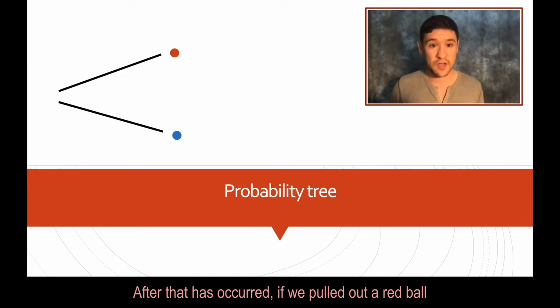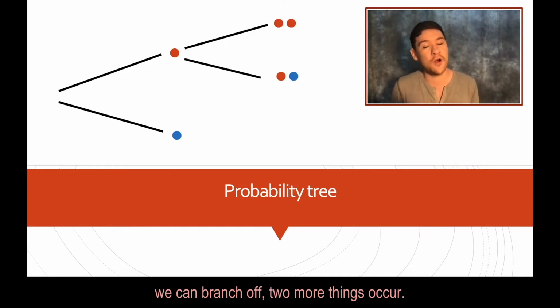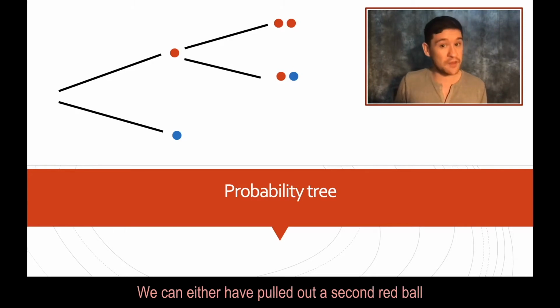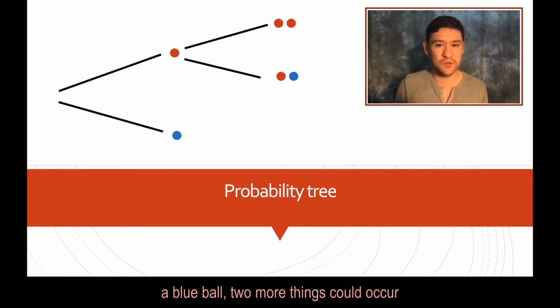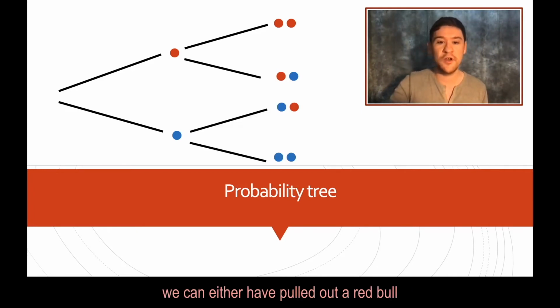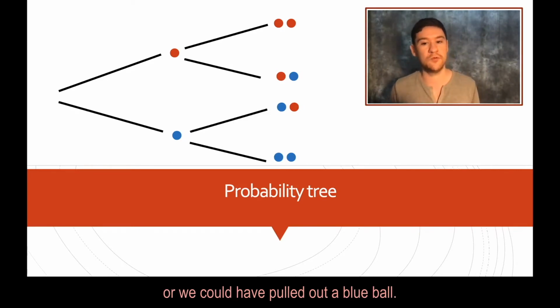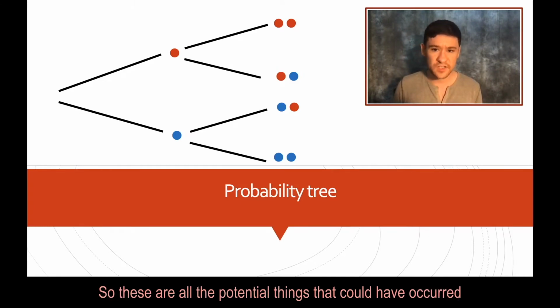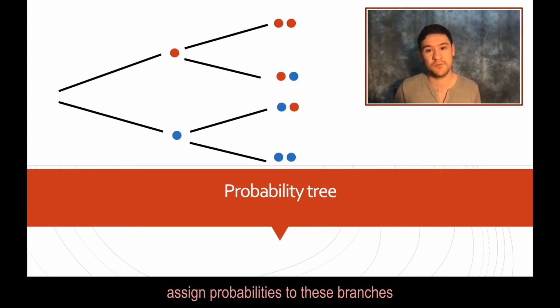After that has occurred, if we pulled out a red ball, two more things occur. So we can branch off. We can either have pulled out a second red ball or pulled out a blue ball. Now if we first pulled out a blue ball, two more things can occur. We can either have pulled out a red ball or we could have pulled out a blue ball. So these are all the potential things that could have occurred. And now what we'd like to do is assign probabilities to these branches. How likely are you to travel down one of these branches?